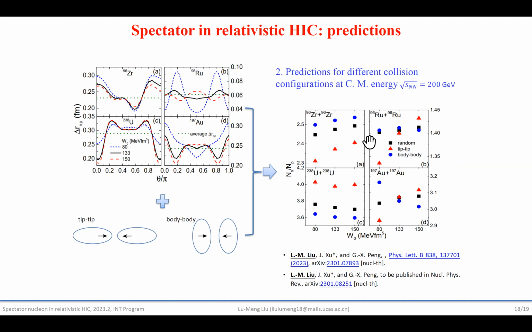So we can see that for a large W0, the result is larger in tip-tip collision than that in body-body collision, and for weak spin-orbit coupling strengths, the result is smaller in tip-tip collision than that in body-body collision. So we can compare the relative results of the neutron over proton ratio in tip-tip and body-body collisions to probe the distribution of neutron skin thickness and also the spin-orbit coupling strength W0.